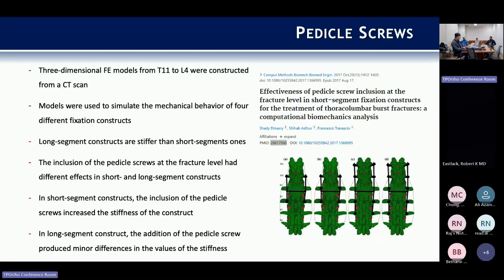A finite element model reinforced these clinical findings, showing that including a screw at the fracture level improves stiffness in short constructs. But when the constructs are already long, the benefit is negligible. So for short constructs, an isolated burst fracture going one level up and down, if you can, it's important to include the injured level.